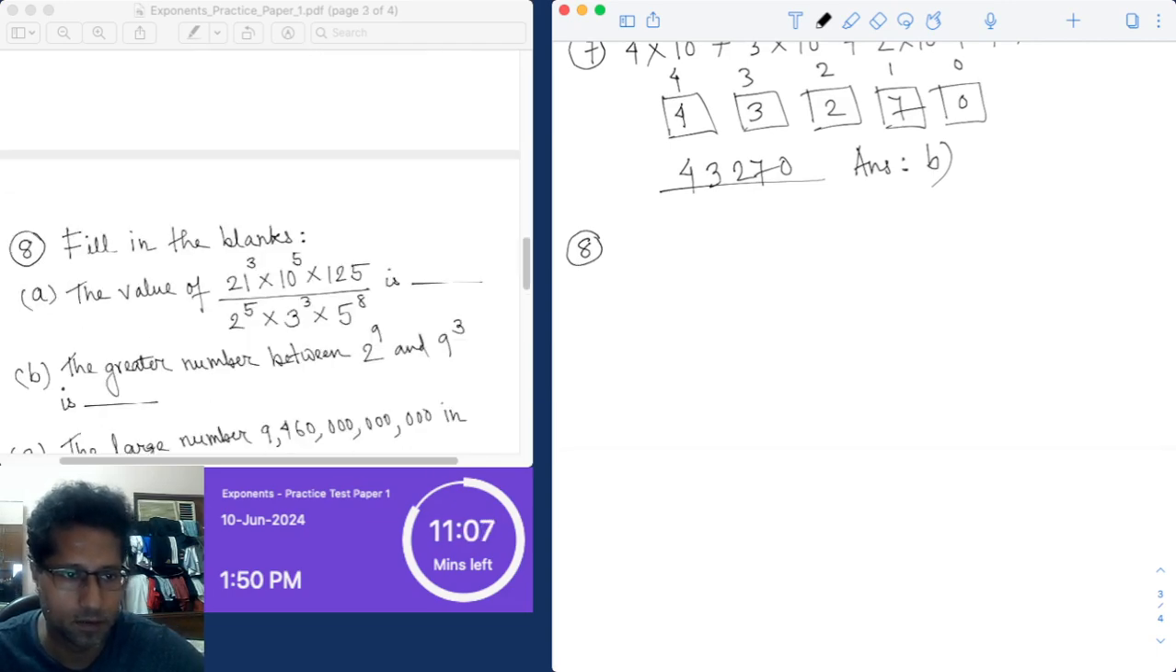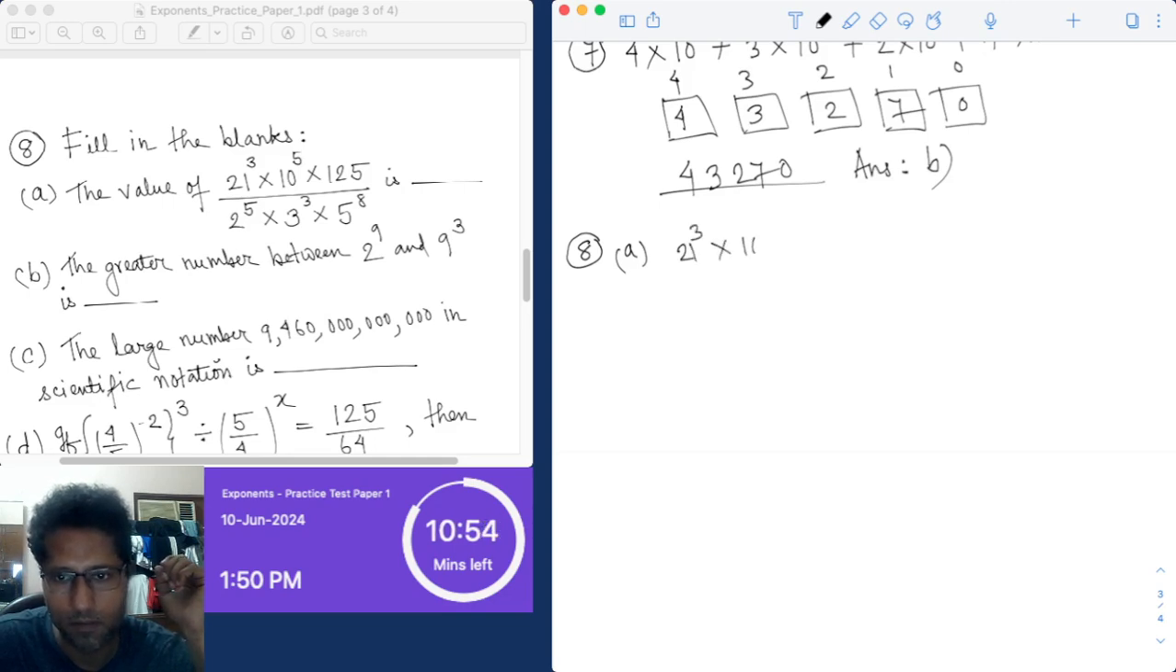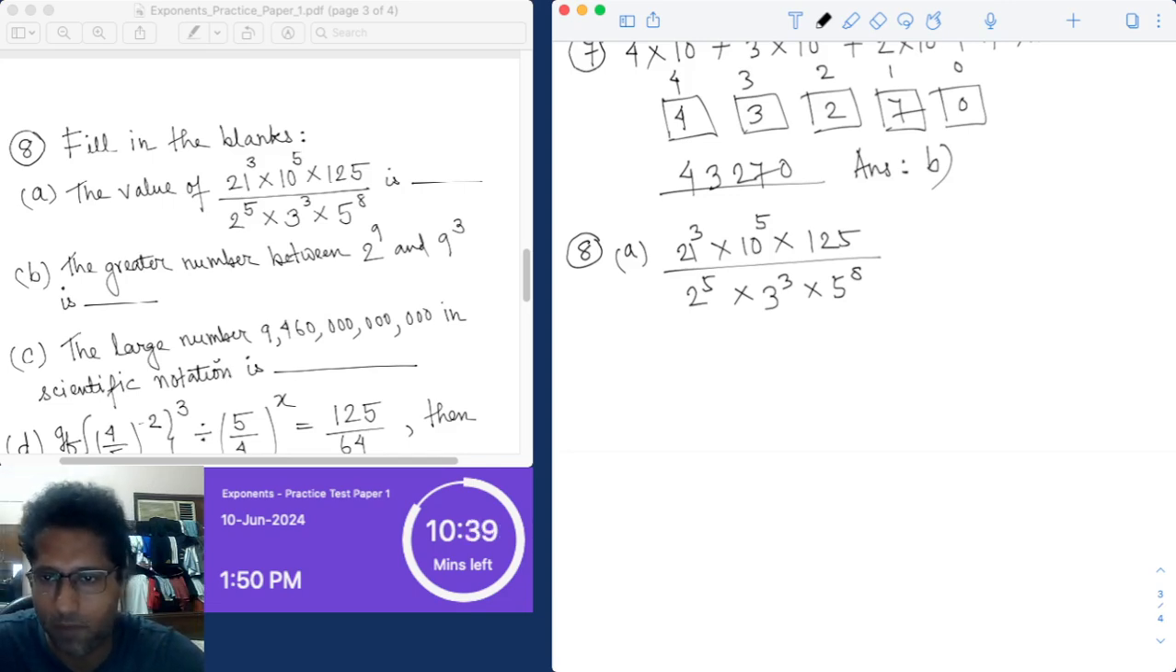Question number 8, fill in the blanks. A: the value of 21 cubed multiplied by 10 to the power 5 multiplied by 125, divided by 2 to the power 5 into 3 cubed into 5 to the power 8. So we have to break 21 as the factors 3 and 7, so 21 is 3 into 7.